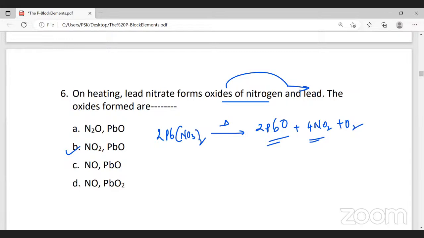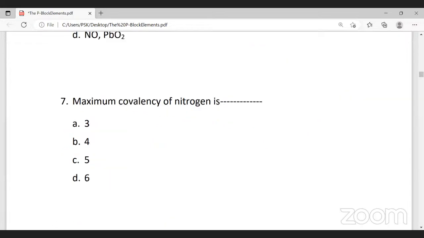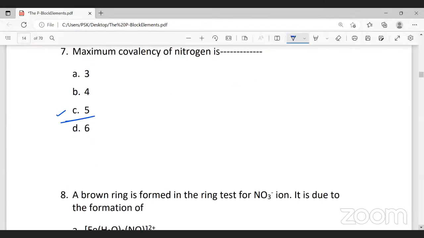The next question: the maximum covalency of nitrogen is 3, 4, 5, or 6. The maximum covalency of nitrogen is 5. Therefore, the answer for this question is option C. It can have 5 bonds maximum. So therefore, it is 5.